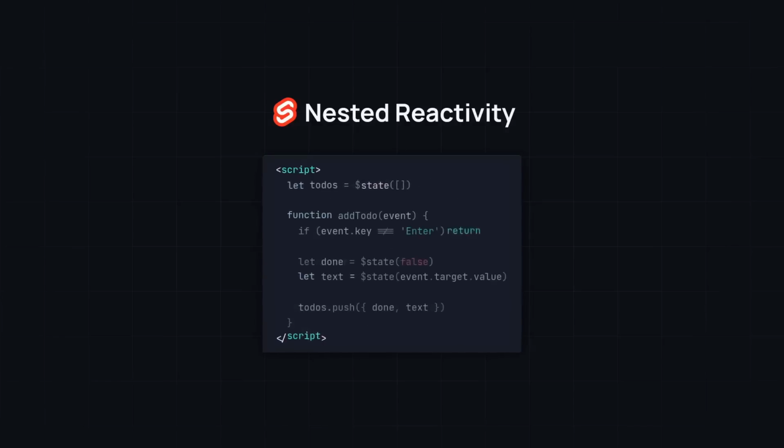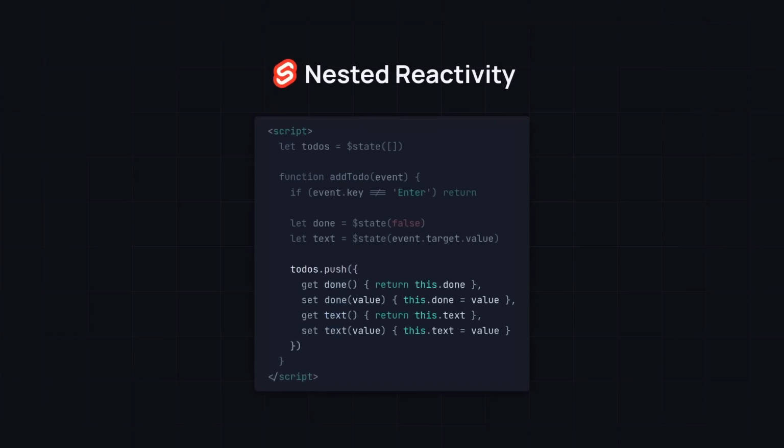Well, let's look at how you would write code if you didn't have deeply nested reactivity. In this case, I have a simple to-do example where I have this todos array, and let's say that we don't have deeply nested reactivity, we would have to create a done and text signal, and then it wouldn't be enough just to push this. If we want it to be truly reactive, we would have to specify a getter and setter for each of the fields. And this is a lot of boilerplate, so Svelte introduced deeply nested reactivity. You don't have to do any of this.